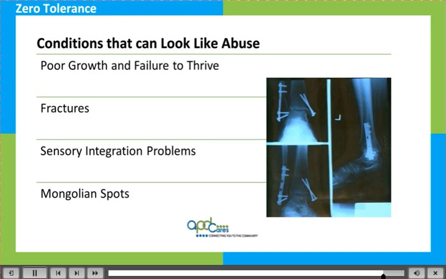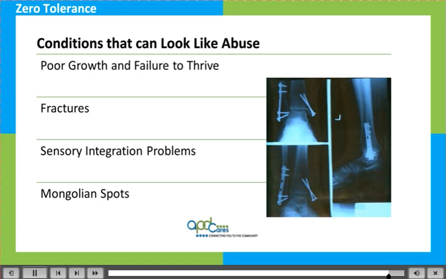Fractures. Sensory integration problems. Some individuals with different kinds of disabilities may be overly sensitive to touch, textures, taste, or temperature. These individuals may resist hugs, face washing or other harmless innocent types of touch. This can also look like failure to thrive or significant behavioral problems. Mongolian spots, which are bluish or bruised appearing areas that are usually seen on the lower back or buttocks. These spots are harmless and occur more commonly in individuals of color. They may remain for months or years.